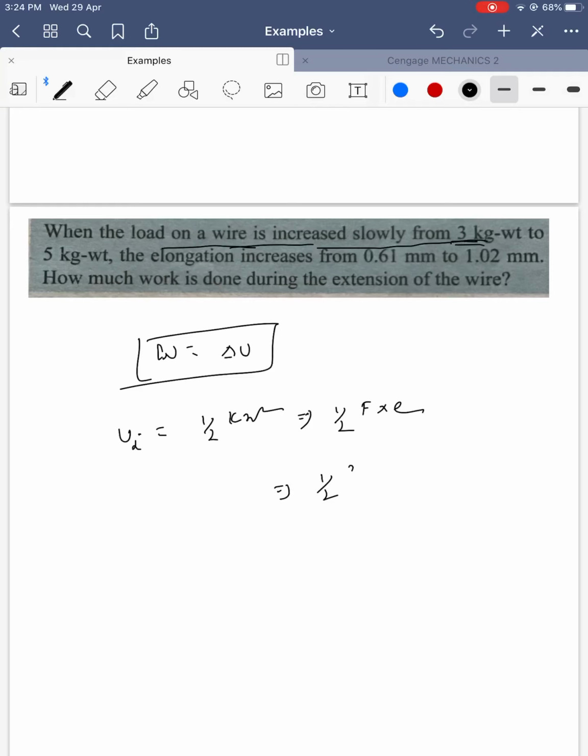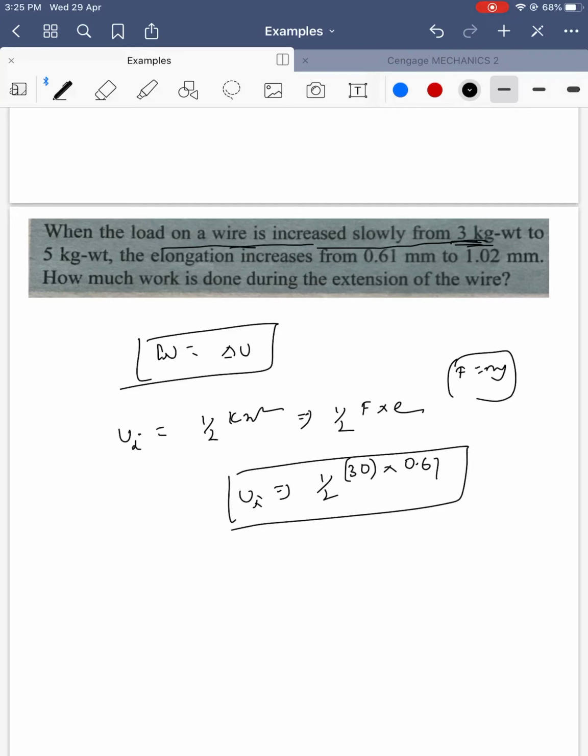A 3 kg weight, half into 3 into g, 30. Force is nothing but mg. How much is the weight given? 3 kg weight, F into e, and how much elongation? 0.61. That is initially. How much finally? U final is equal to half F into e.